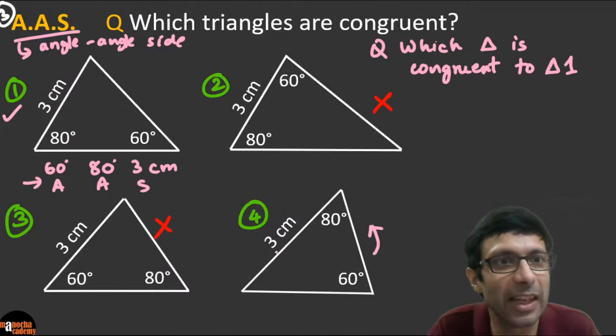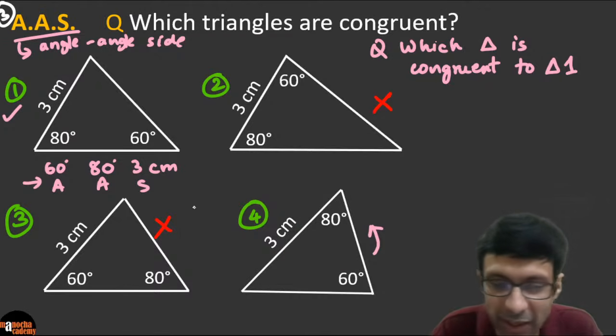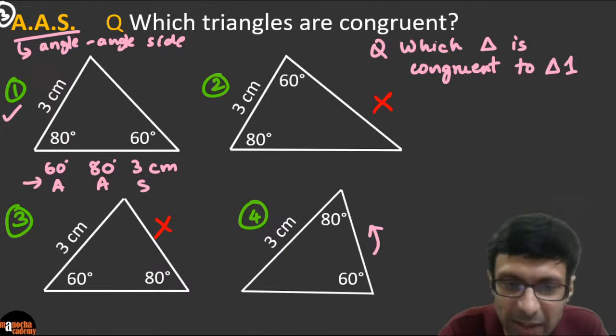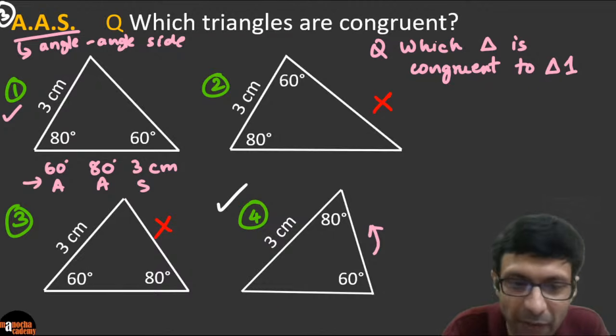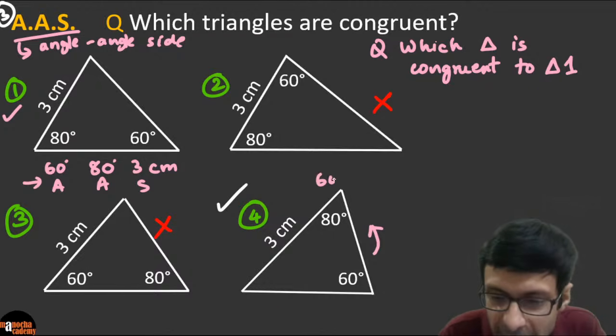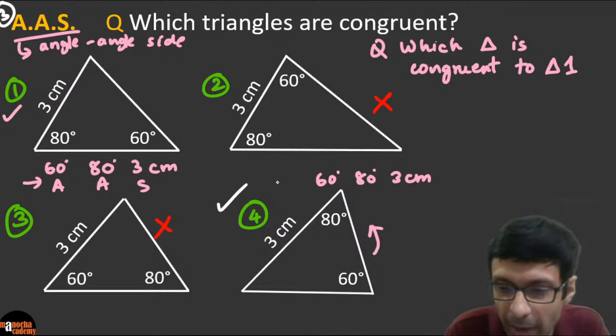Excellent, excellent. I see Sri Datta, Albert Einstein, Science is Life, Neetu Tiwari, Farooq Khan. Excellent, guys. So you have the right answer. The answer is number 4. So this one is congruent, right? Because we have the same order here, 60, 83 centimeters, and please compare it with the order of 1, right?